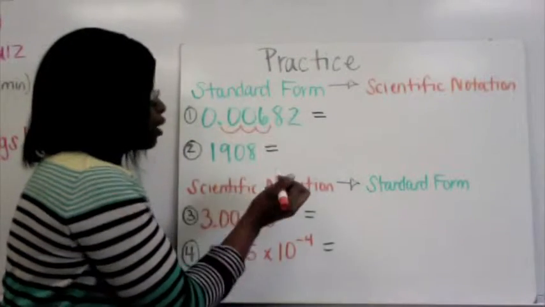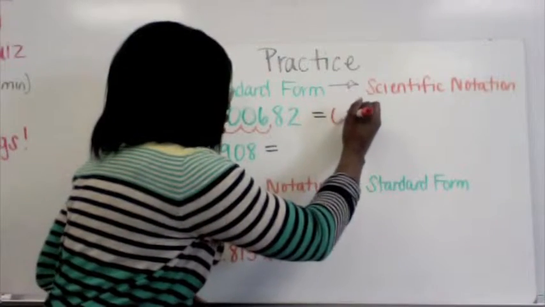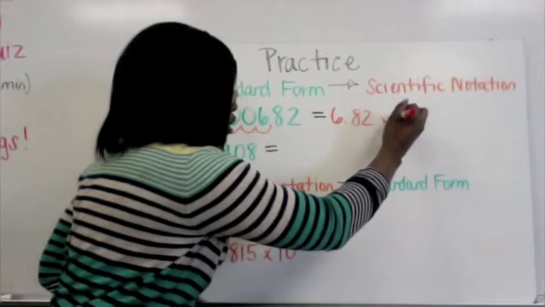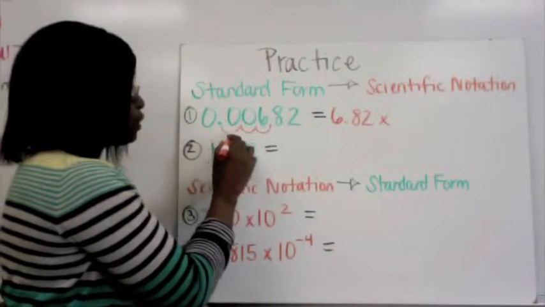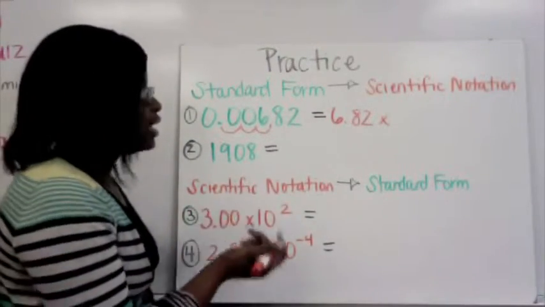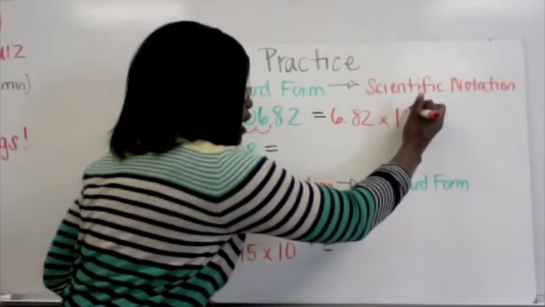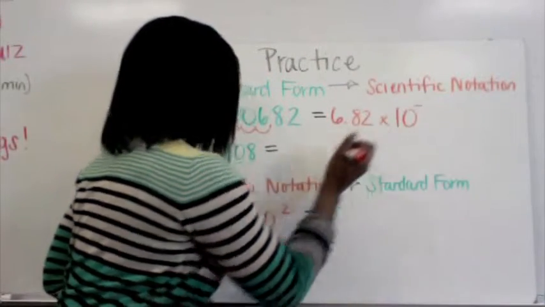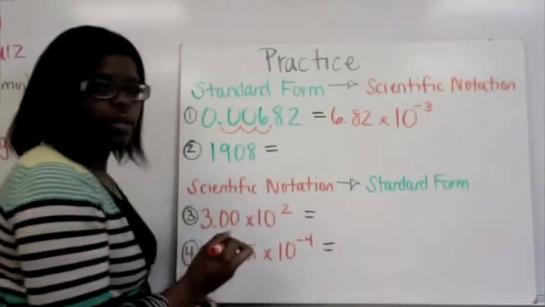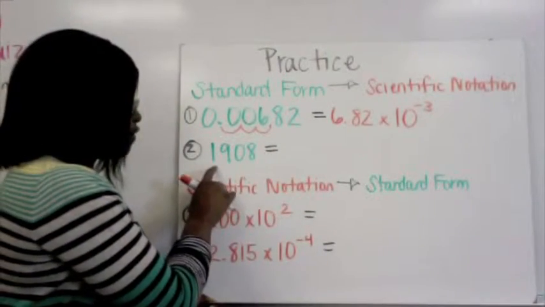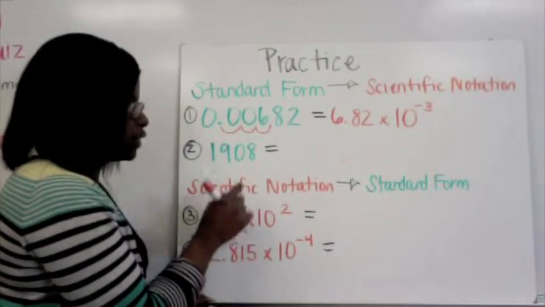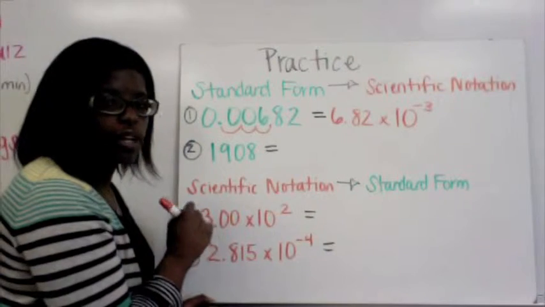So the decimal point would now go right here, so that gives us 6.82. And let's go back. Because we're moving to the right, our exponent is now going to be a negative number. So 6.82 times 10 to the negative third power. And here we have 1,908. Our decimal point is currently to the right, and we're going to move it to the left, so there's only one digit in front of the decimal point.